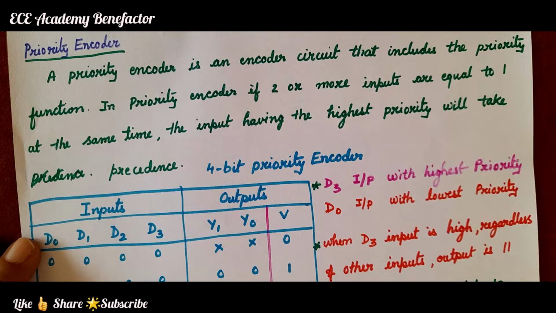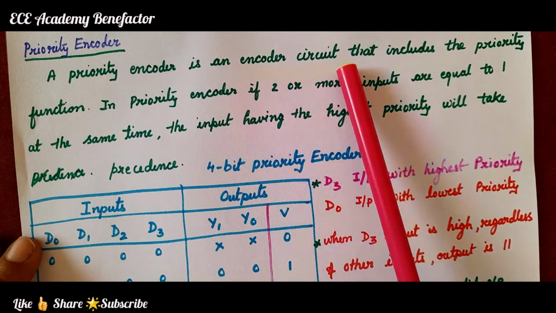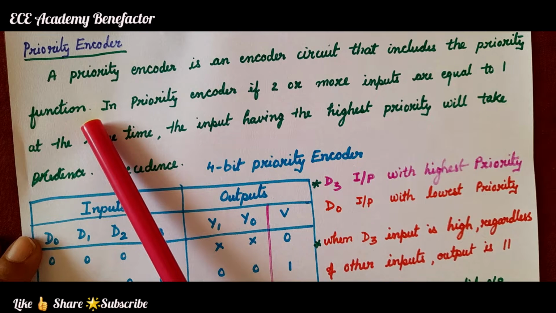A priority encoder is an encoder. What is an encoder doing? Encoder is converting from one code to another code. It is having 2 to the power of n inputs and n output lines. A priority encoder is an encoder circuit that includes the priority function.